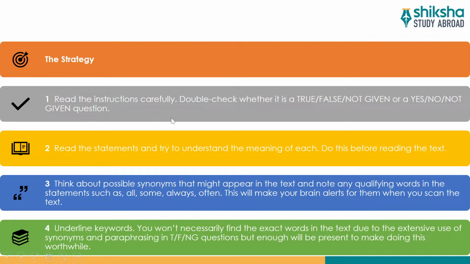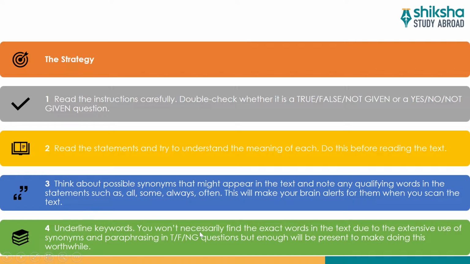Read the instructions carefully, double check whether it is a true, false, or not given, or a yes, no, not given question. So read the statements and try to understand the meaning of each. Do this before reading the text. Third strategy is think about possible synonyms that might appear in the text and note any qualifying words in the statements such as all, some, always, and so on. This will make your brain alert for some of them when you scan the text.